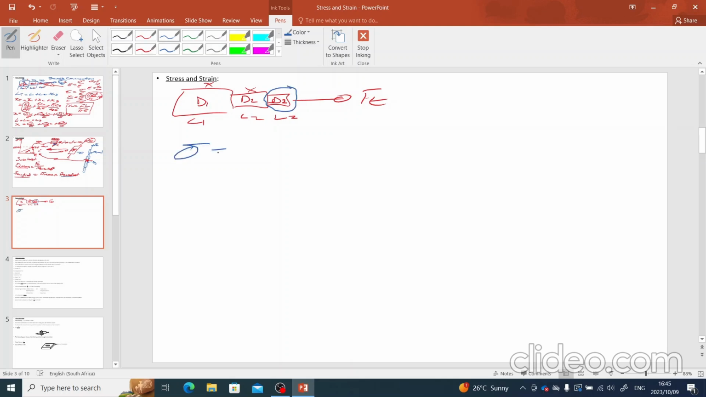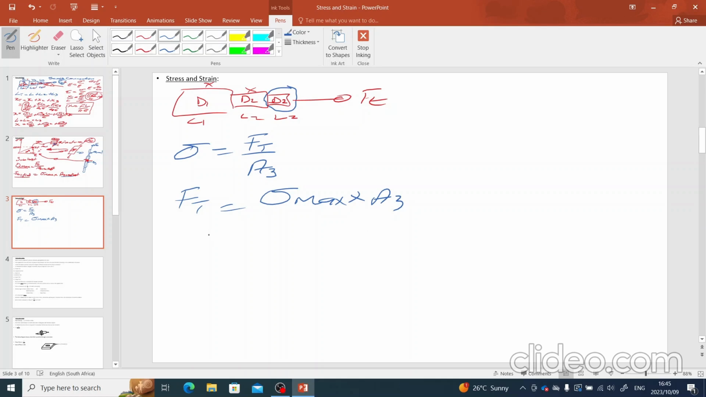In calculating your stress, it will be force total over area 3. If you are given the stress and they want you to calculate the force total, it means force total equals stress max multiplied by area 3. Okay? That's what we said from that diagram.